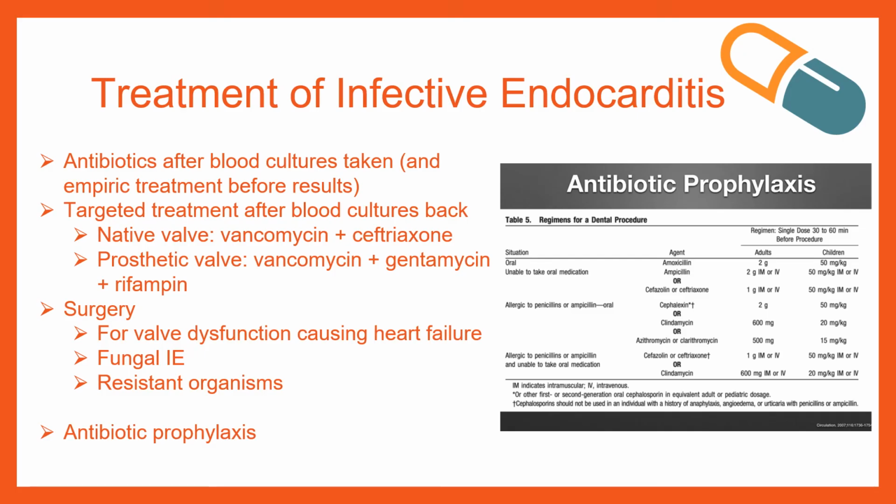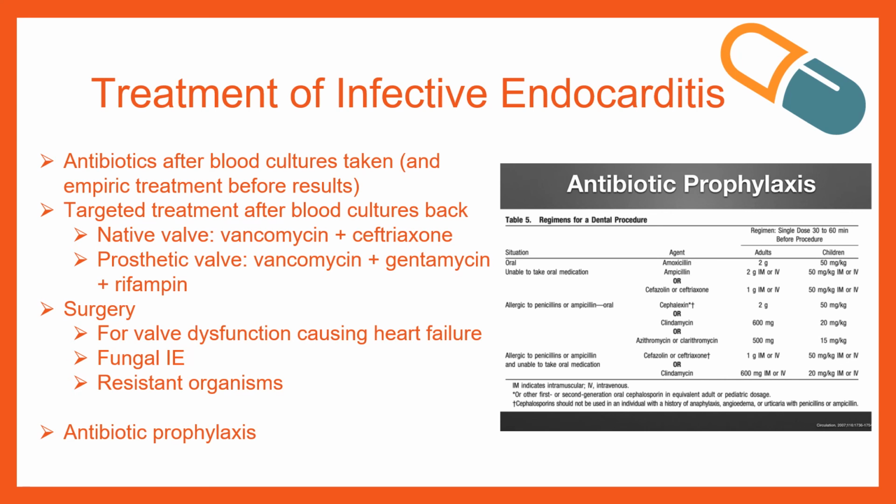Treatment for infective endocarditis includes antibiotics after the blood cultures are taken. These are usually initiated before the results come back, with broad spectrum to deal with the pathogens as soon as possible. And the specific agents according to the circumstances of the patient are shown on the table on the right. After blood cultures come back, the treatment can become more targeted. Mainly, if the valve is natural, or organic for that matter, we turn to vancomycin and ceftriaxone. If it's prosthetic, we go to vancomycin and gentamicin plus rifampin.